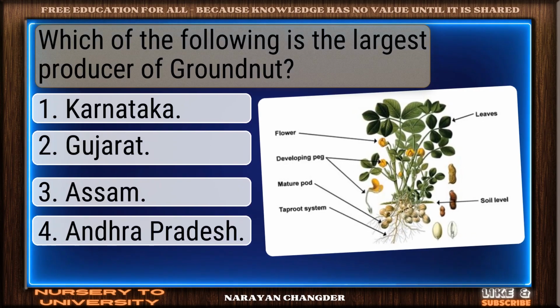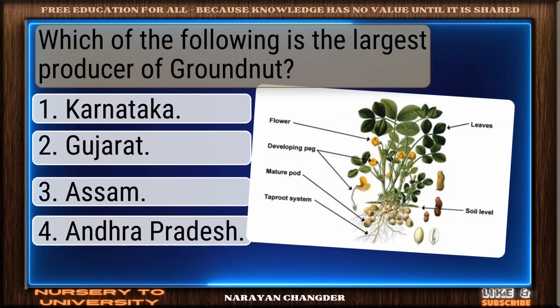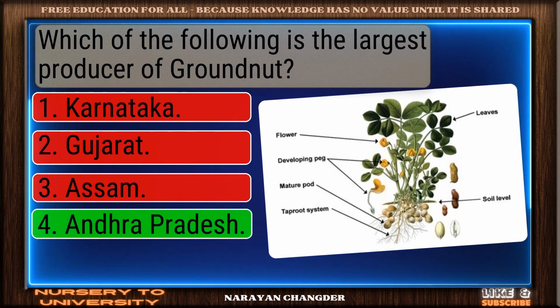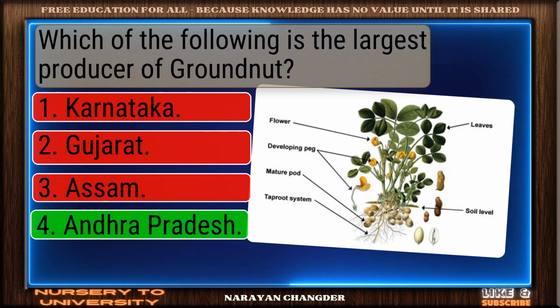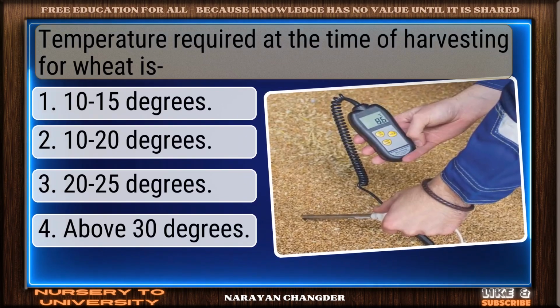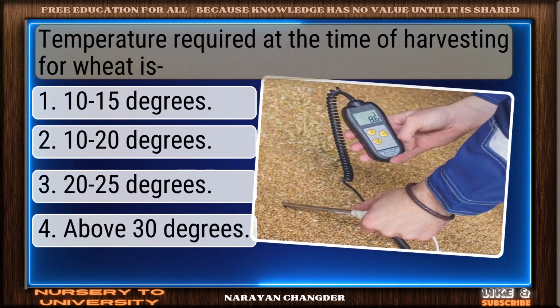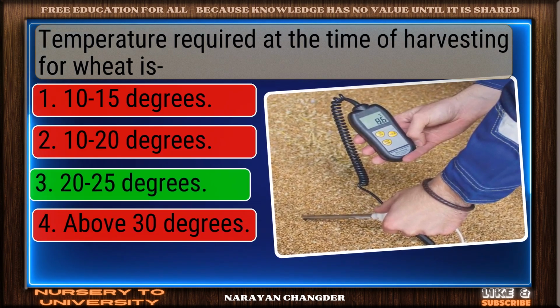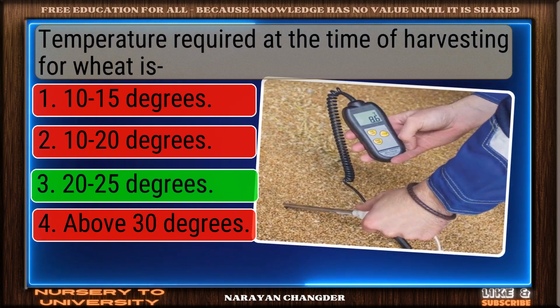Which of the following is the largest producer of groundnut? Good thinking. Andhra Pradesh is right. Temperature required at the time of harvesting for wheat is? Exactly. 20-25 degrees makes sense.